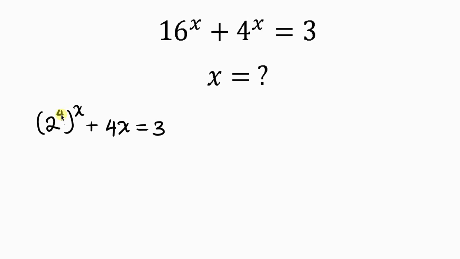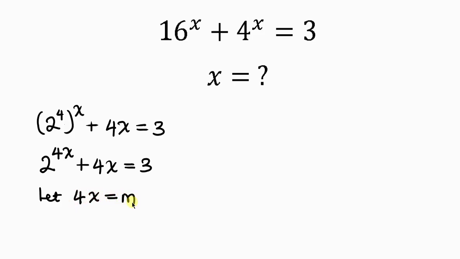Now we apply the law of indices here. Powers multiply, so 4 times x is 4x. So we have 2 to the 4x plus 4x equal to 3. Now we see that we have 4x here and we also have 4x here. So we can introduce a substitution that says let 4x be equal to m. That means wherever we see 4x, we'll put m. So this becomes 2 to the m plus m equal to 3.